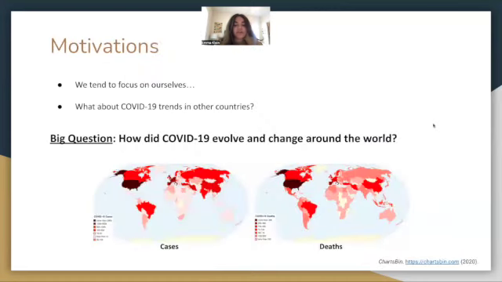So our overall motivation behind this project is to dive deeper into COVID-19 evolutionary trends and understand how these three variants spread throughout North America, Europe, and Asia. Our overall big question is, how did COVID-19 evolve and change around the world?